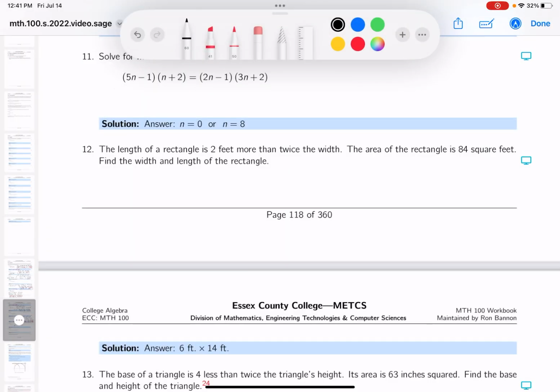Okay, number 12 is a word problem, and my encouragement with word problems is just read it, but don't get too nervous about what you're reading. Try to understand what you've read. I would say the length of a rectangle is 2 feet more than twice the width.